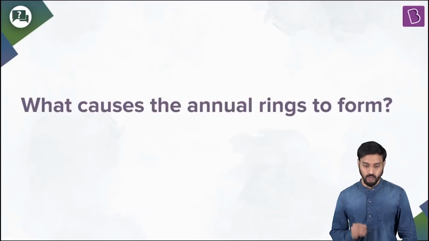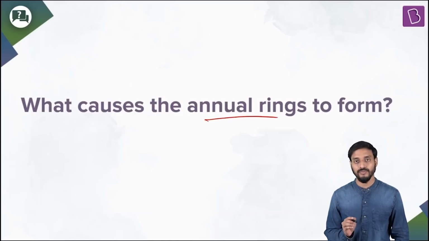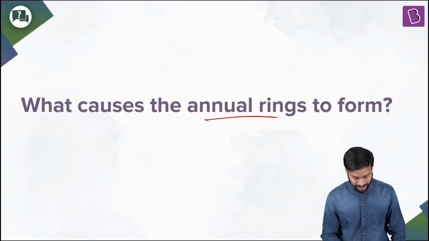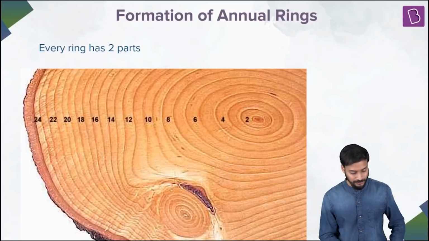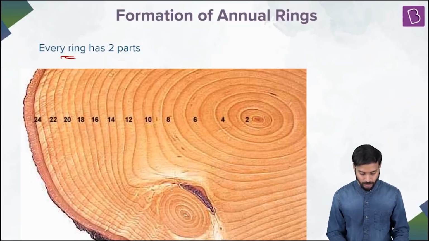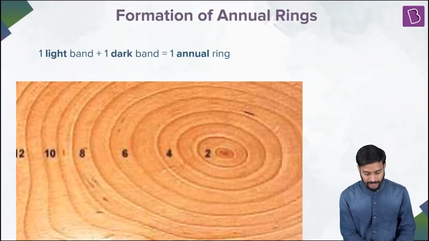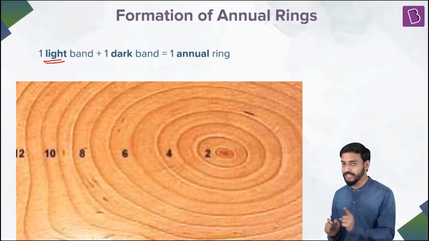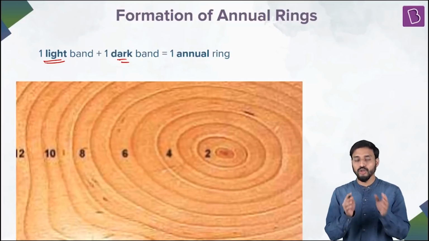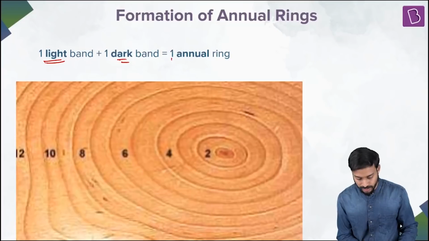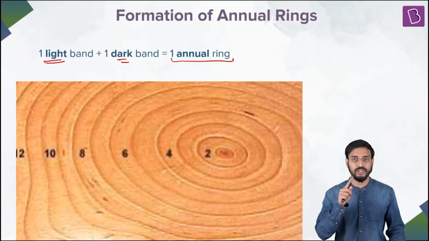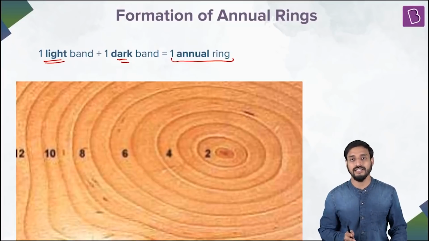Now the question here is, what causes the annual rings to form? How are these rings formed? Well, this is something very interesting. Every ring has two parts. If we take a close look, one you will find is a light band and the other you will find is a darker band. Both together form one annual ring. So, formation of annual rings: each annual ring comprises a light band and a darker band.